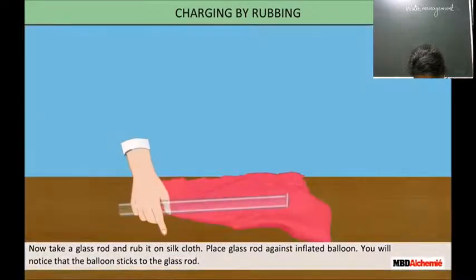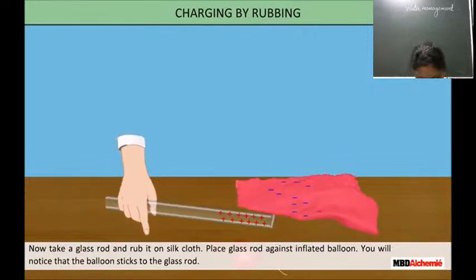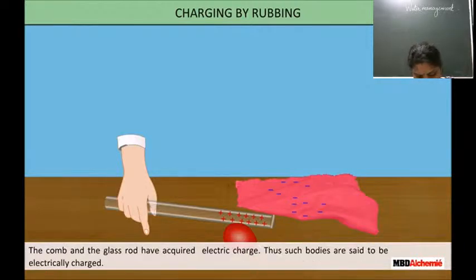Now take a glass rod and rub it on silk cloth. Place the glass rod against an inflated balloon. You will notice that the balloon sticks to the glass rod. So, we can conclude that the effect of rubbing is to produce a type of force which acts from a distance, and this force can attract as well as repel bodies. It is known as electrostatic force. The comb and the glass rod have acquired electric charge. Thus, such bodies are said to be electrically charged.